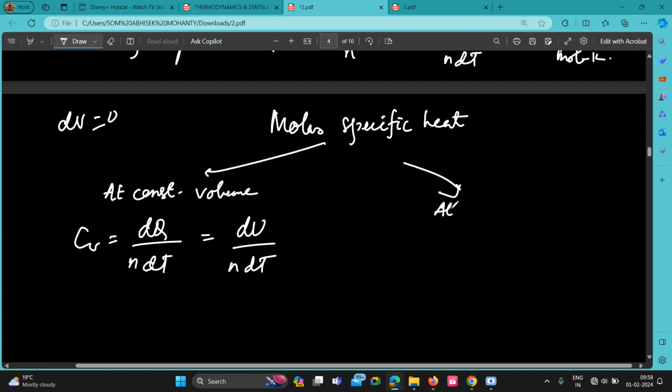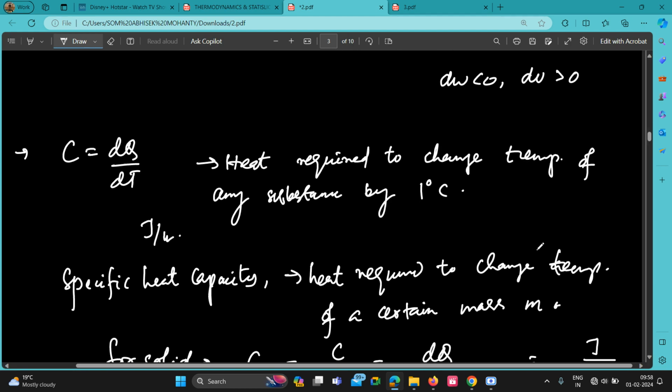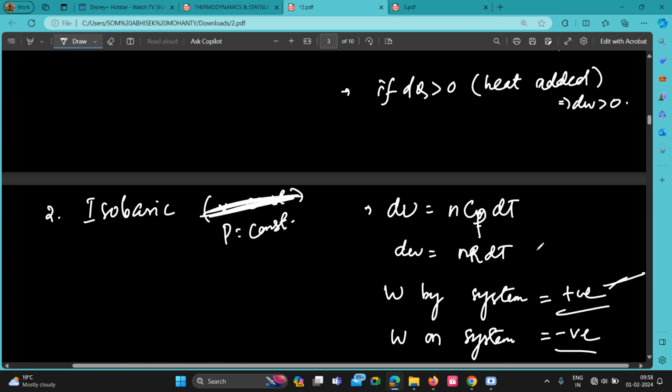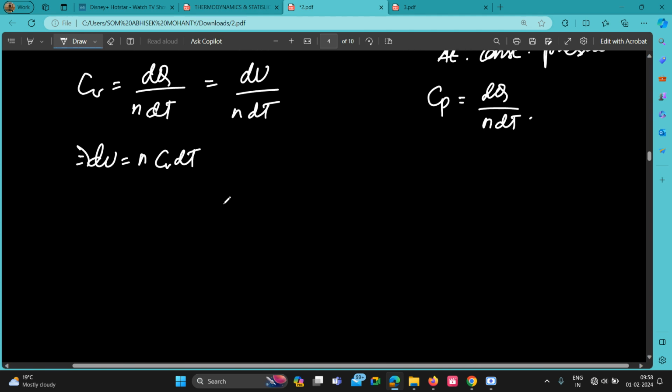Now I can also write dU is n Cv dT. At constant pressure, Cp is what? dQ/(n dT). Then that formula where there was a bit of confusion, you can write it as n Cv dT, because dU is always n Cv dT, even if it is at constant P.